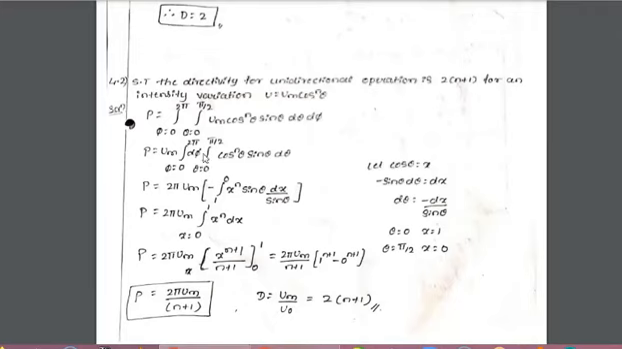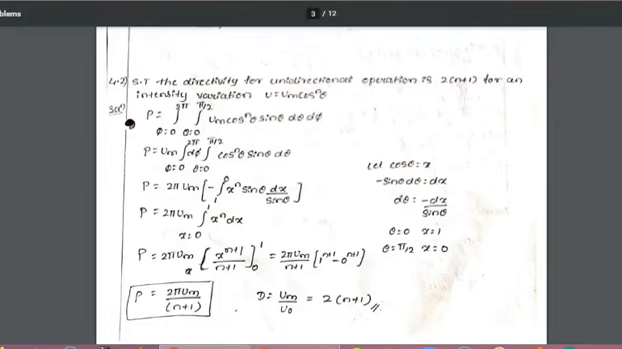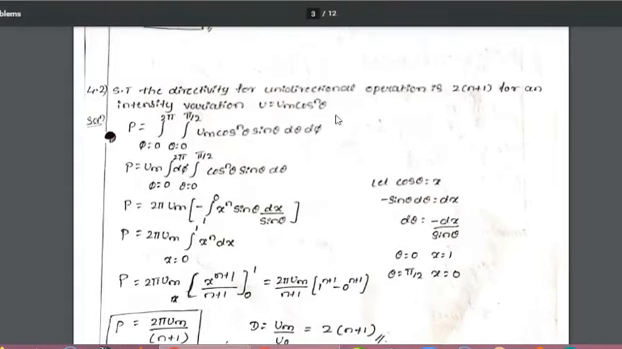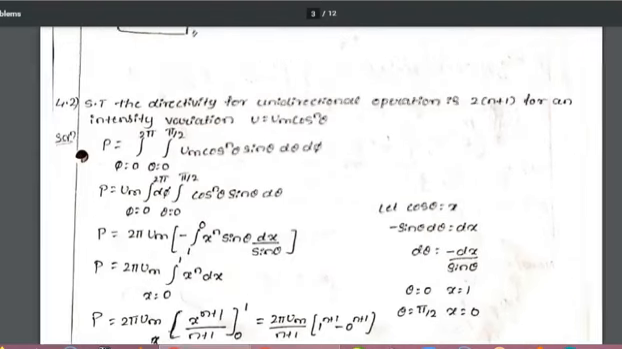Now let us move on to a very important one here. This particular question 4.2 has been asked many times. Show that the directivity for unidirectional operation is 2 into bracket of n plus 1, for an intensity variation U equal to Um cos raised to n theta. Remember, a little bit of blurredness is there, no problem.